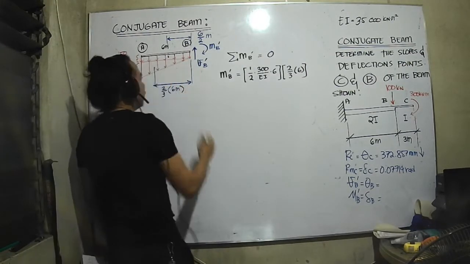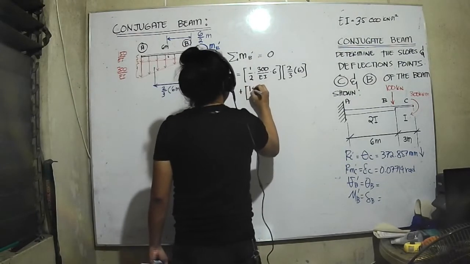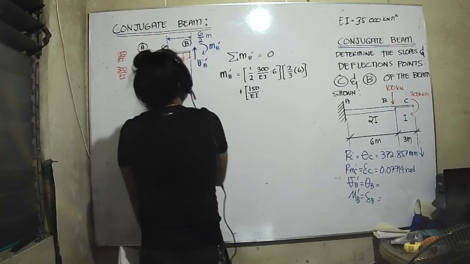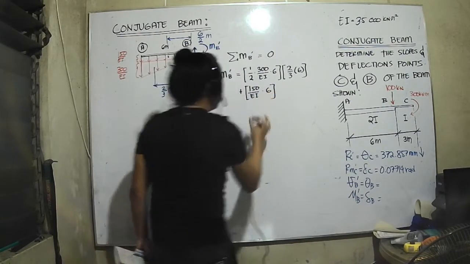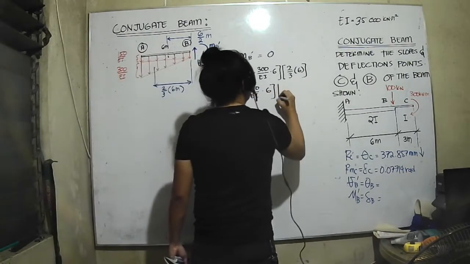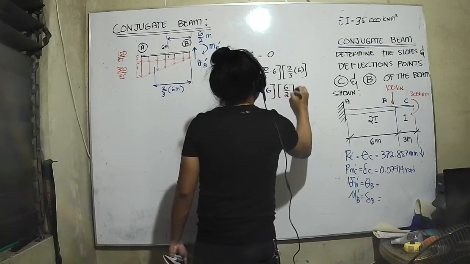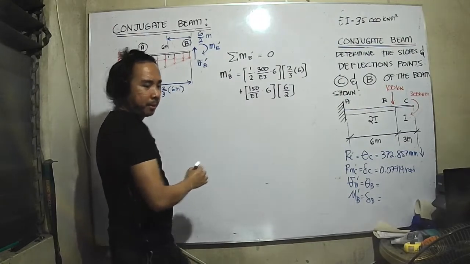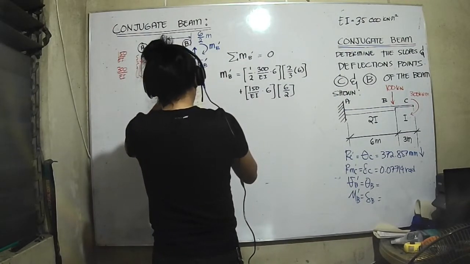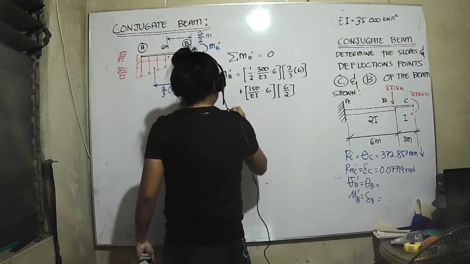Finally, the rectangle. That's just 150 over EI multiplied by our base, which is 6. Just height times base because that is the area of a rectangle. Multiply this by the moment arm, which is just equal to 6 over 2. Okay? So we have this. I'll go straight on. Fast forward.